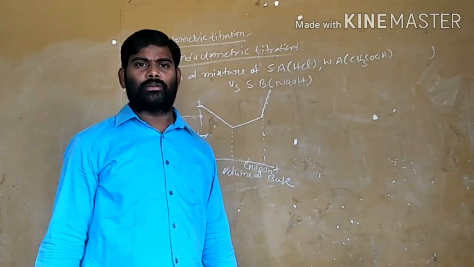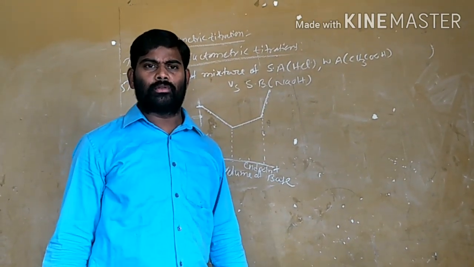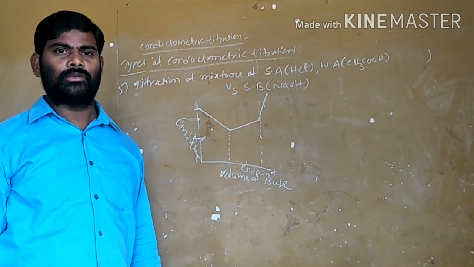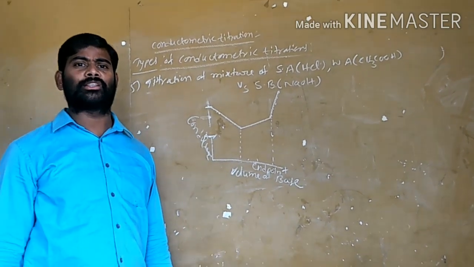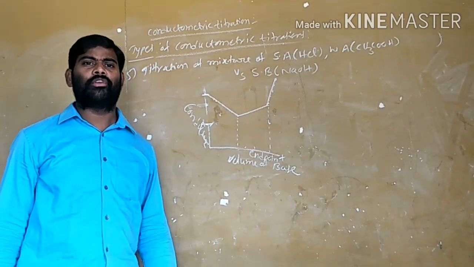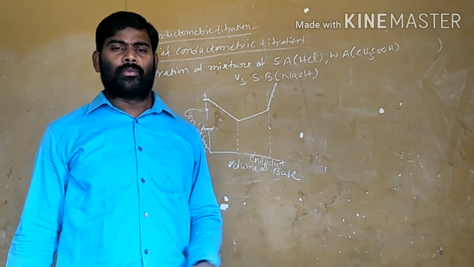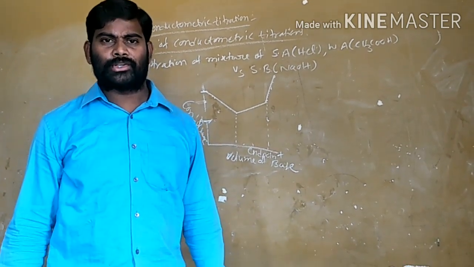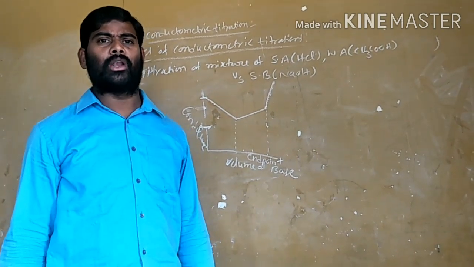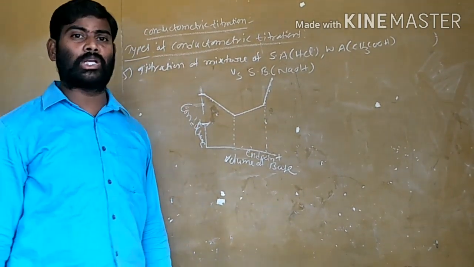Why are we not able to do volumetric titrations for colored solutions? Because in a colored solution, the selection of indicator is difficult. That's why we can't perform the colored solution titration by simple volumetric titration. But colored solution titrations can also be done by conductivity titrations.